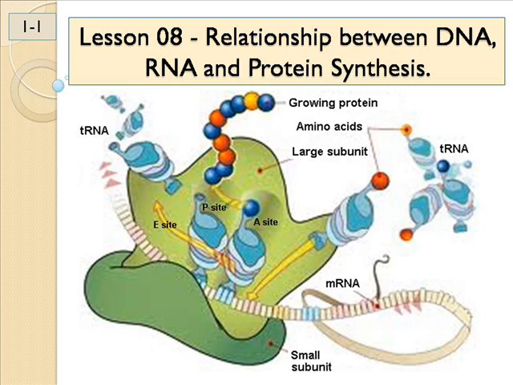And this is another picture. I like this one here, though. This shows the big unit, the small unit. It shows the messenger going through it. It shows the three sites, the arriving site, the protein site, and the exit site. It shows the weird-looking tRNA with the amino acid on top of it. It shows this thing landing.